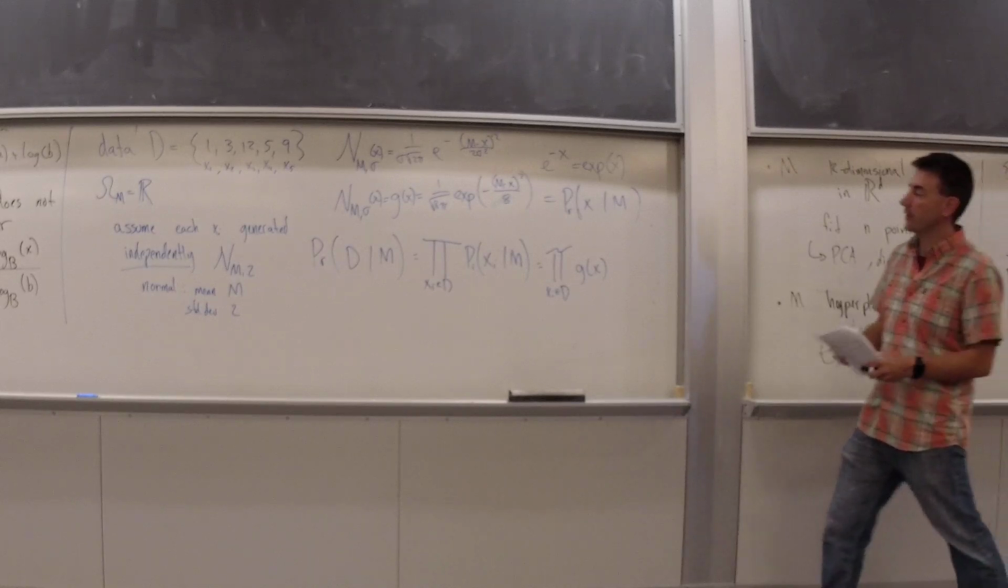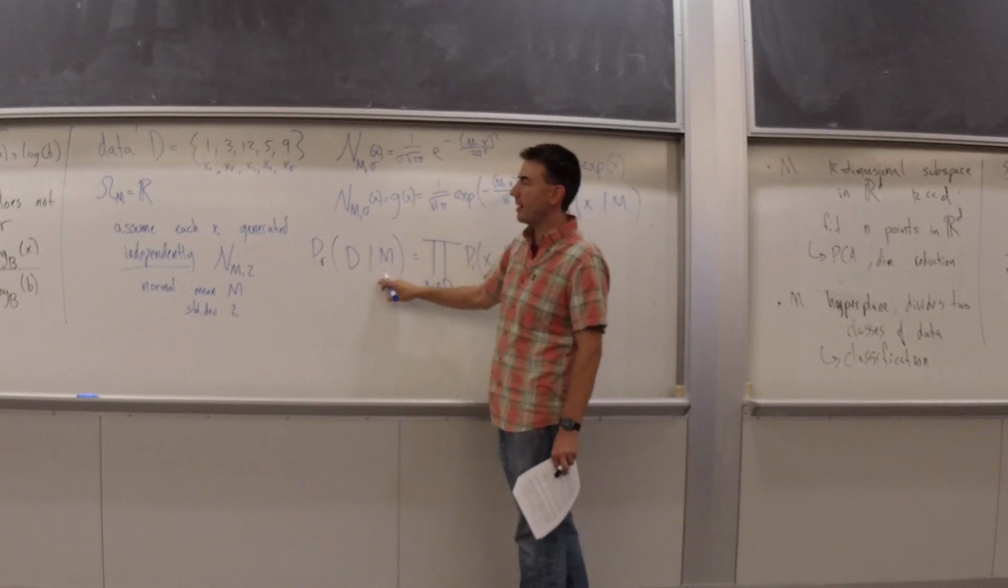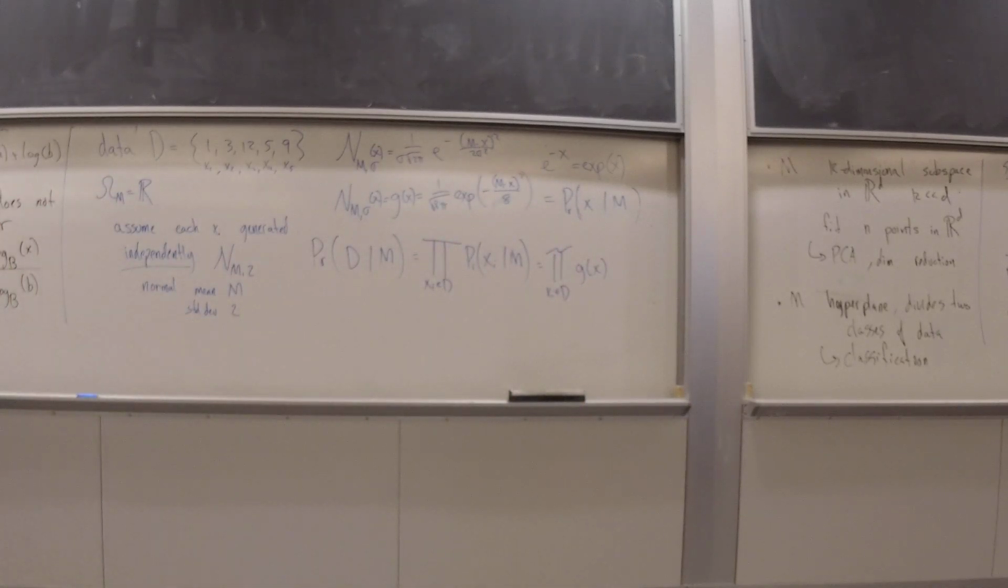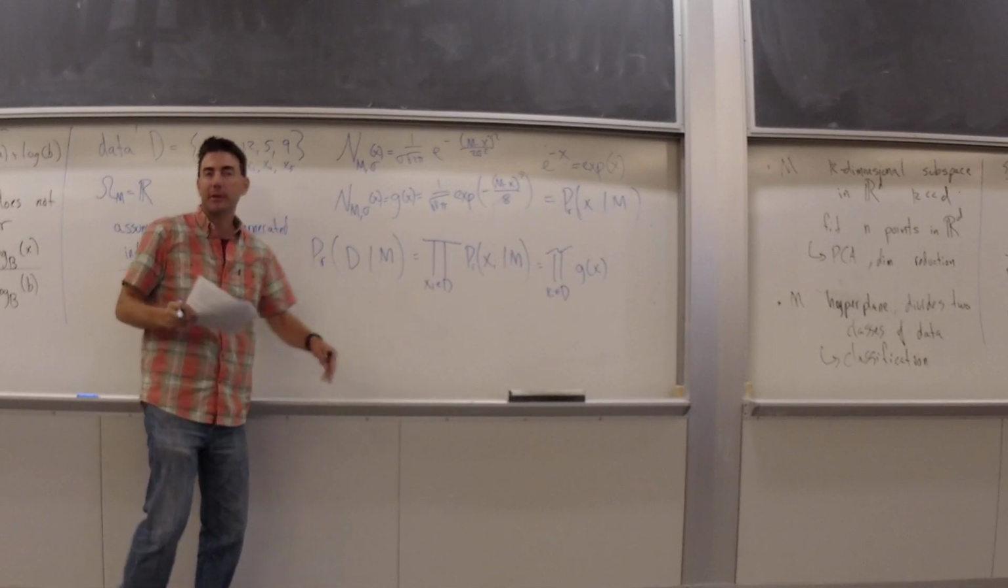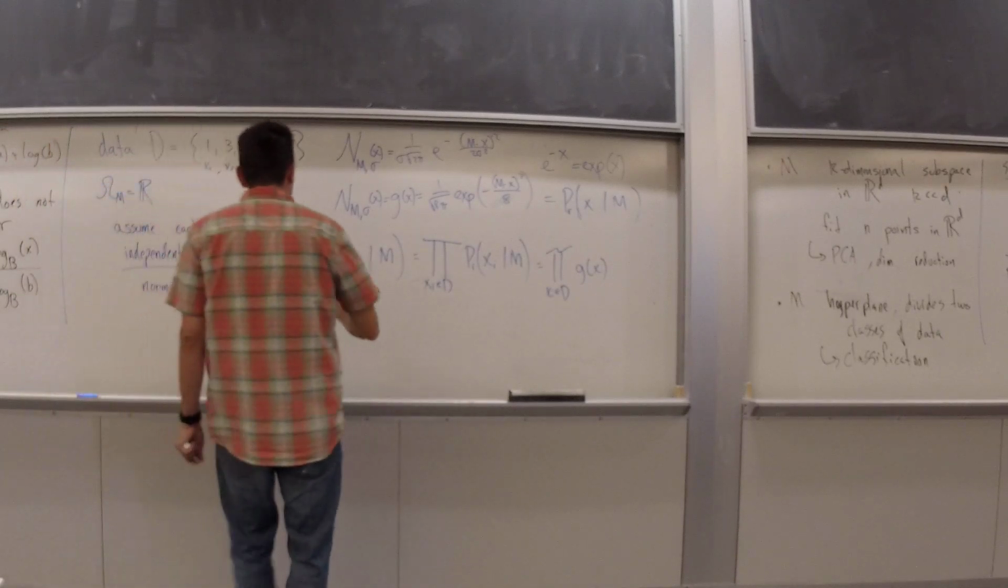Okay, so now I can write down this product, P of D given M, and if I make the assumption that the models are uniform likely, then this is sufficient to find the maximum likelihood estimate, the maximum model given the data, and those are the same. I can find the model which maximizes this, and that's going to be the model I want.